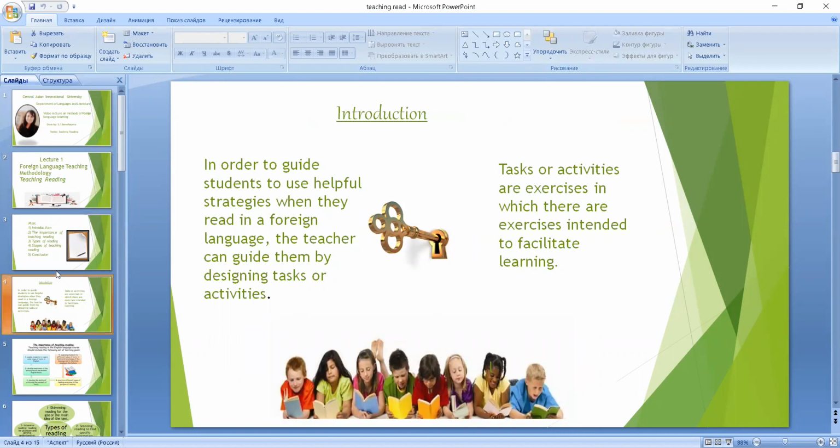Okay, let's talk about the introduction to teaching reading. In order to guide the students to use helpful strategies when they read in a foreign language, the teacher can guide them by designing tasks or activities. Tasks or activities are exercises intended to facilitate learning.